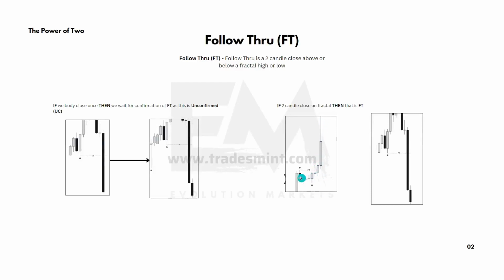How I was talking about here, we've got a wick here, so it's an NFT, but then we get 2 candle closures there. What we want to see is 2 bullish body candle closures above that fractal high. That high price point is the price level of that, 2 bullish body candle closures, and it is an FT. Same here, 2 bearish body candle closures, looking for an FT there.